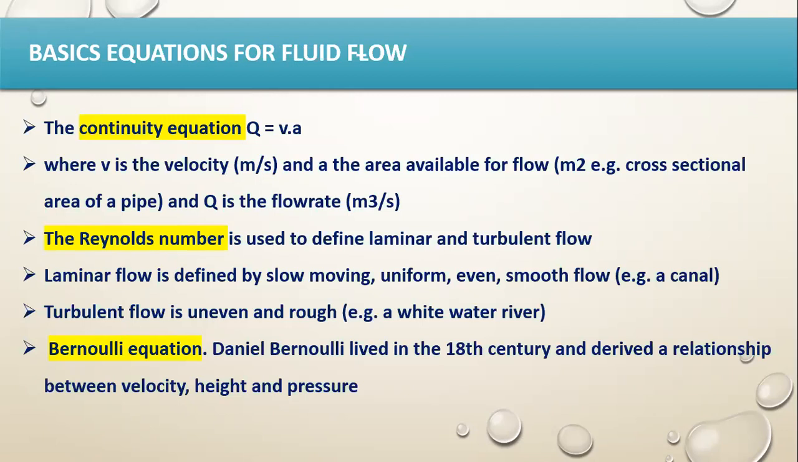And the Reynolds number. What is Reynolds number? It is used to define the nature of flow, like laminar flow, turbulent flow, transition flow, etc. Laminar flow, what is laminar flow? It is a slow moving, uniform, even, smooth flow, like the flow of canal water. Turbulent flow is an uneven and rough flow. Now here in fluid flow we also come to know about Bernoulli's equation. What did Daniel Bernoulli derive? He derived the relationship between velocity, height and pressure. This we will see in the next lectures.